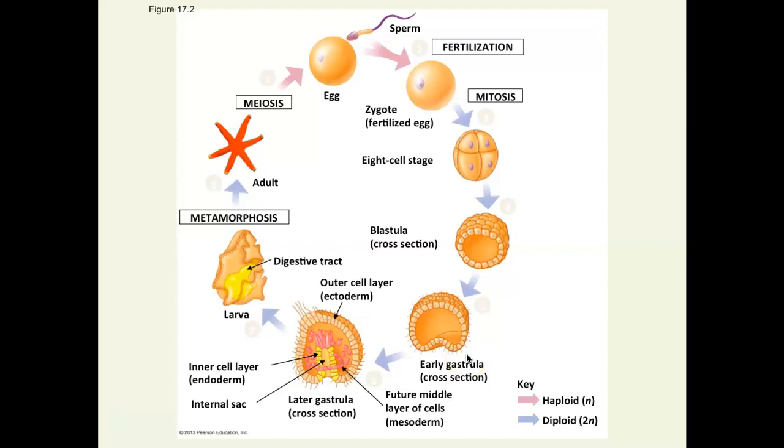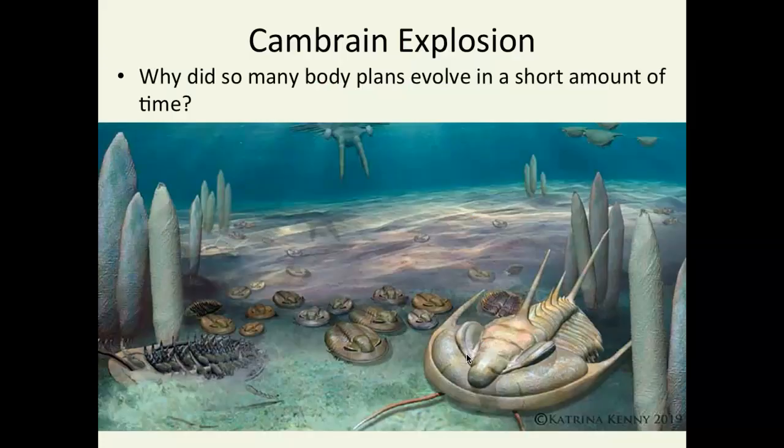Okay, so let's look at letter B, evolution. I know it might say letter C in your outline. That's a mistake. It should be letter B. But animals were thought to evolve from a colonial flagellated protist way, way back when. And then during the Cambrian explosion, there was a huge boom, or an explosion, of different body plans and different kinds of animals.